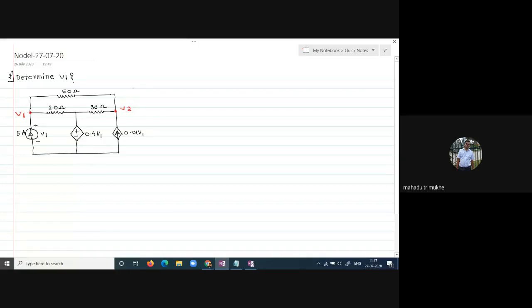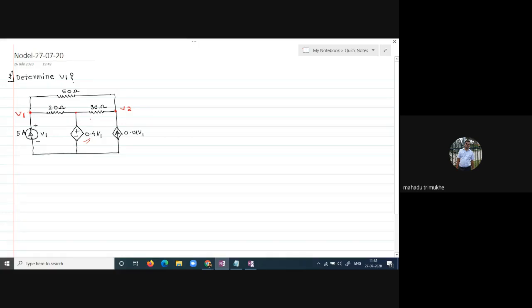Okay, so the top terminal of 0.4 V1 is a control source. That is not considered as an independent node. Why? Because the node voltage at this point, 0.4 V1, is known. That's why we have not considered this as an independent node. This node is already a known voltage, right? That is 0.4 V1 is known.